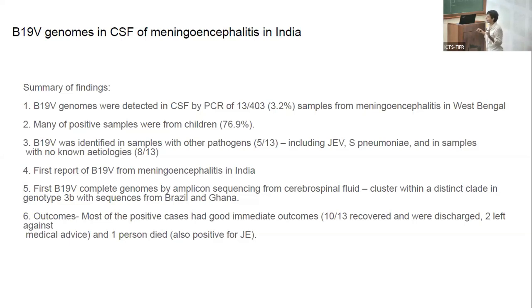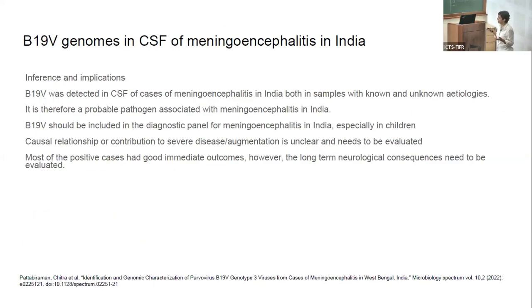This is the first report of B19V from meningoencephalitis in India, and these are the first genomes from cerebrospinal fluid. It's a small virus, about 5 kb, so it was easy to get the entire genome out. Most of the positive cases actually had good immediate outcomes. So 10 out of the 13 recovered and were discharged. We don't know if they have sequelae, what happened to them later. 2 left against medical advice and 1 person died, but the person who died was also positive for JE.